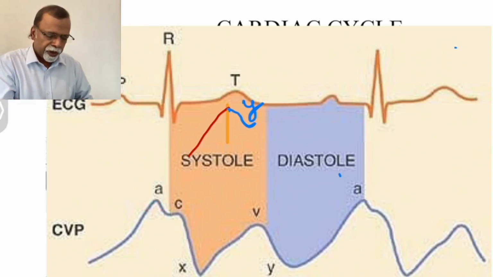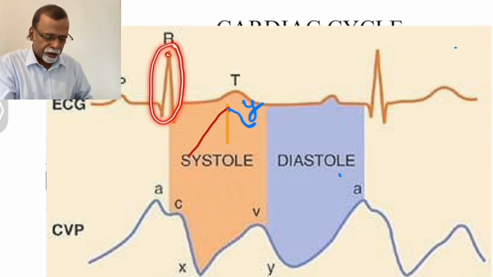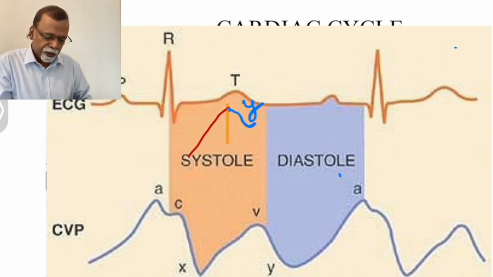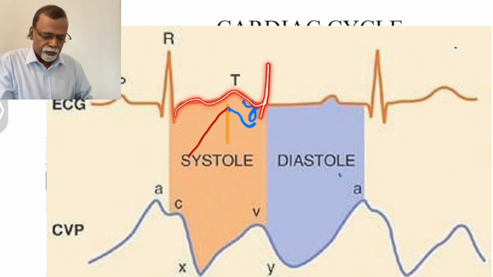Then comes the depolarization of the ventricle. At the peak of the R wave starts the contraction of the ventricle. You get the C wave, and the systole starts. Bulging of the tricuspid valve is occurring. Then the pressure is coming down. You can see in the ECG there is the T wave. The T wave is ventricular repolarization, and at the end of the T wave starts the ventricular diastole.